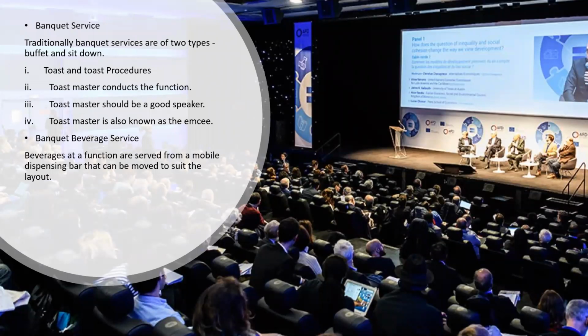The banquet service. Essentially, the banquet service is of two types, either a buffet or a sit-down. The toast and toast procedures, where the toastmaster conducts the function. He also should be a good speaker, and he's known as the MC. Banquet beverage service. Beverages at a function are served from a mobile dispensing bar that could be moved to suit the seating layout arrangements.